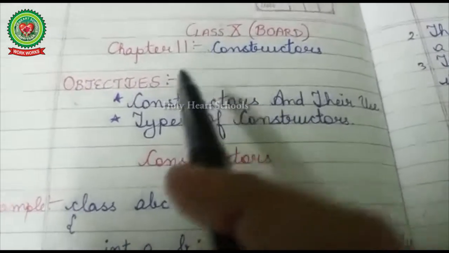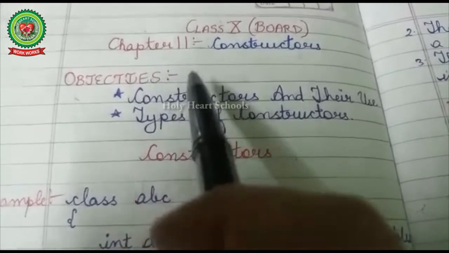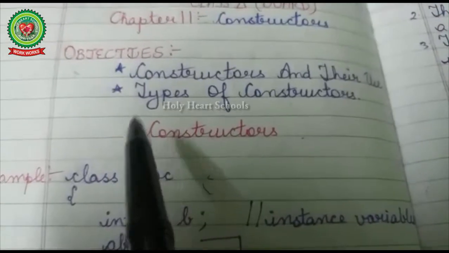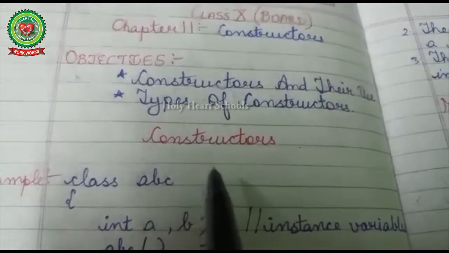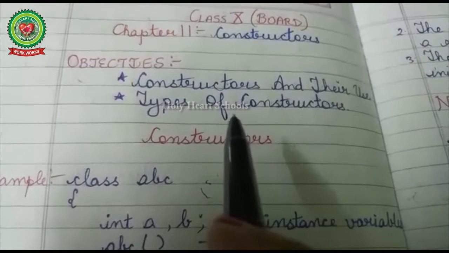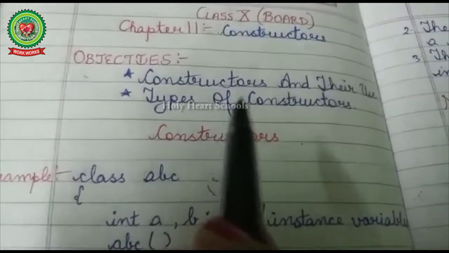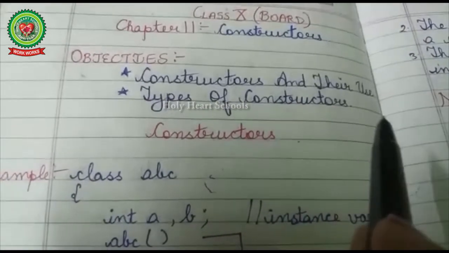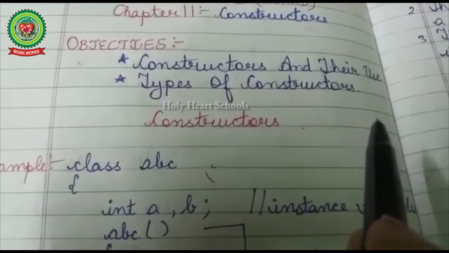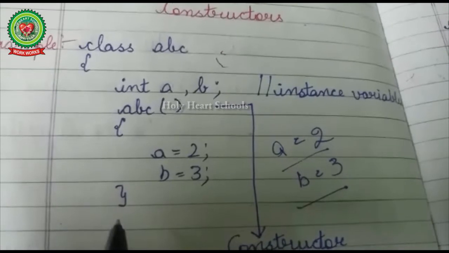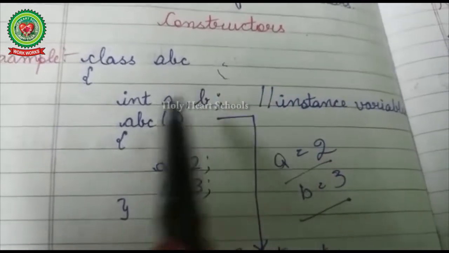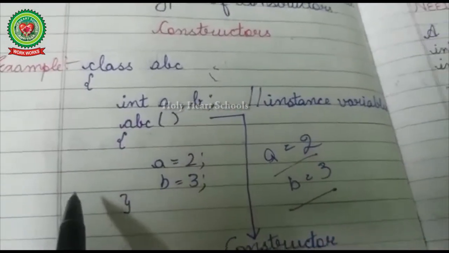Everyone, today we are going to start with chapter 11, Constructors. The objectives of today's topic are that we will learn constructors and their use, and the different types of constructors available in Java. Let's understand the concept of constructors with the help of an example.